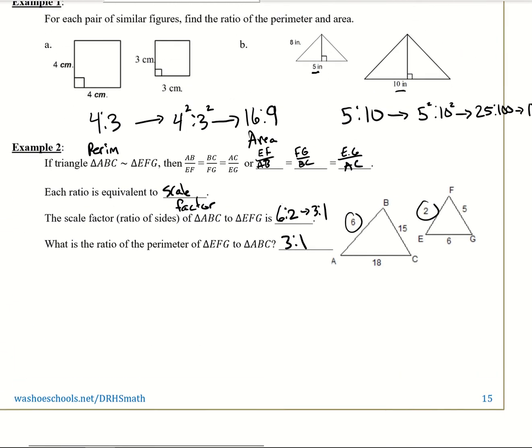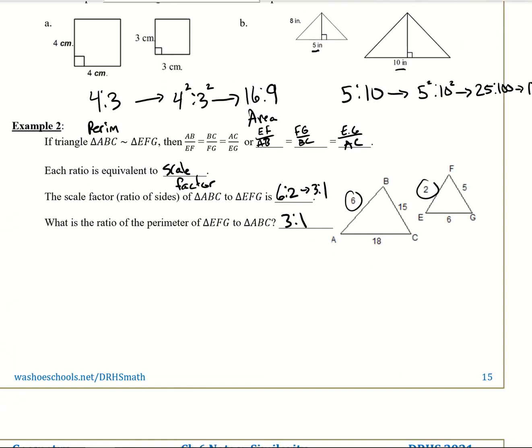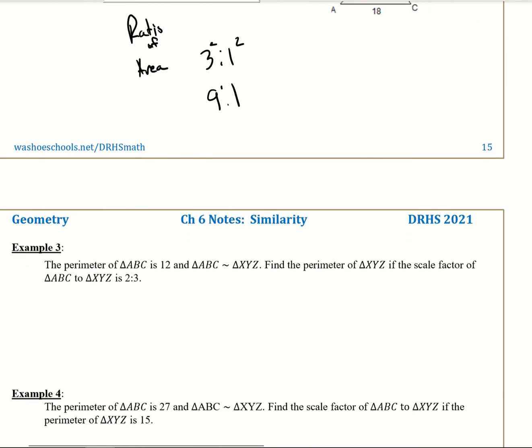And then the last thing if this asked, the last thing we would have to do is ratio of area would be 3 squared and 1 squared, so 9 to 1. It doesn't ask that, but it's really quick, really simple. Just square both numbers and you have the ratio of area.